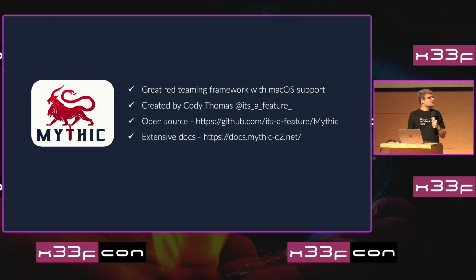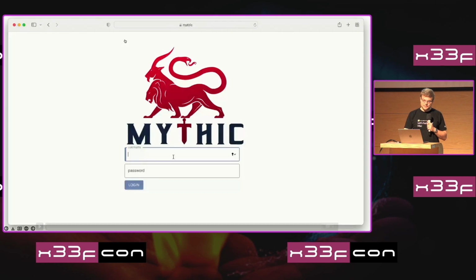So if we'd like to start a red teaming exercise, we have to have a C2. I really recommend Mythic for macOS red teaming purposes. It's really great, created by Cody Thomas. It's open source. And why I really like Mythic is that it has really extensive docs. Everything Mythic provides, you can read about on the internet in the docs, which is really great. So let's take a look at the demo.